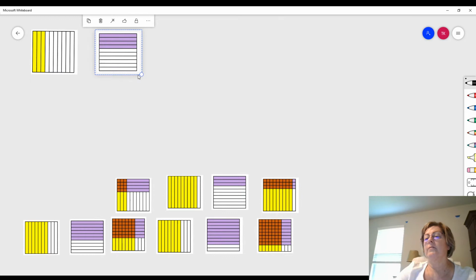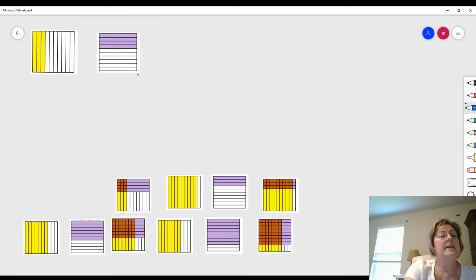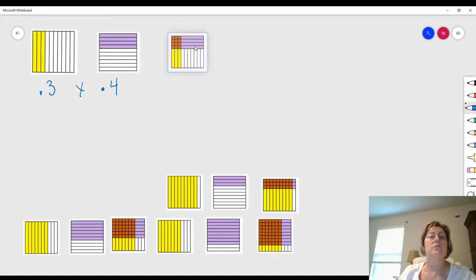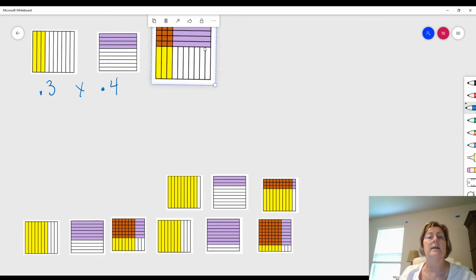Okay, we have 3/10 times 4/10. So when we're looking at this, we see that 3/10 has one place after the decimal point, the 3, and the 4/10 has one place after the decimal point, which is the 4. So our answer, if I were to lay those two on top of each other, I would get a pictorial model that looks like this.